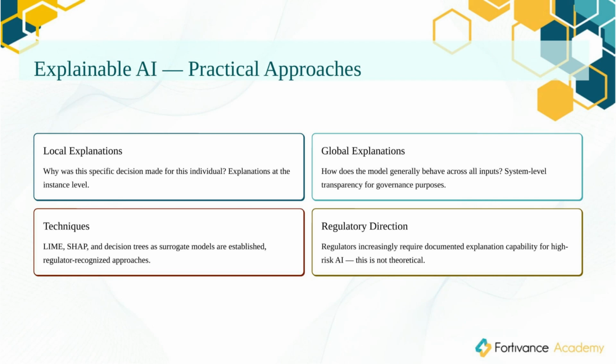The practical tools for explainability include LIME, Local Interpretable Model Agnostic Explanations, which generates explanations for individual predictions by training a simpler surrogate model locally. SHAP, Shapley Additive Explanations, allocates prediction contributions to individual input features. For any given prediction, SHAP can tell you how much each feature contributed to pushing the output higher or lower. These are powerful tools, but they are approximations, and your documentation should acknowledge that.